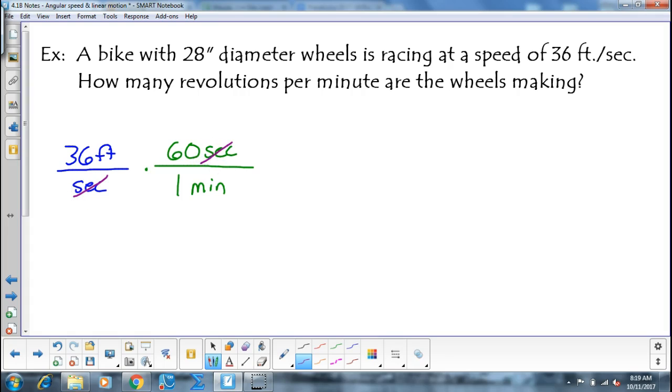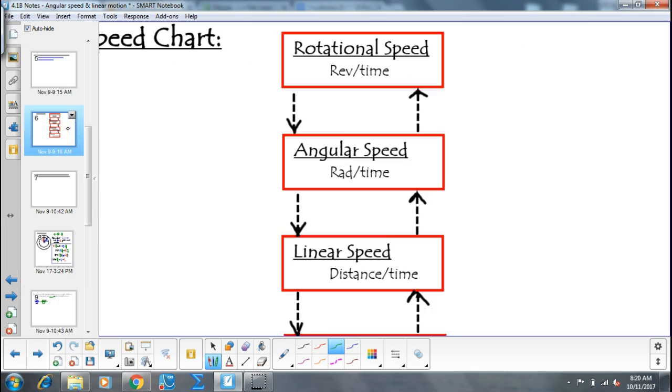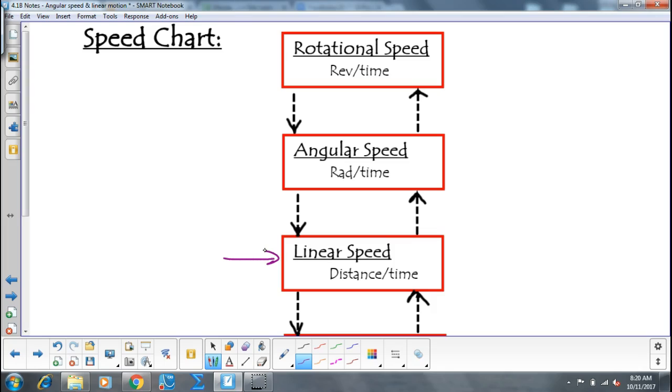Now my unit is in feet per minute, so I've got the per minute part done. Now I just have to create revolutions. This is in feet per second, so if I go back to my speed chart, there it is. I'm in feet per second, and I need to get into revolutions per minute. So I need to go up the speed chart.